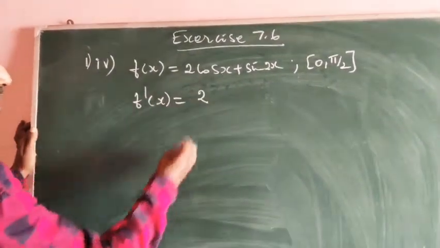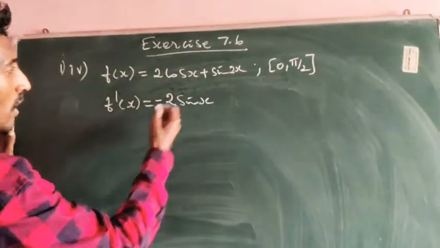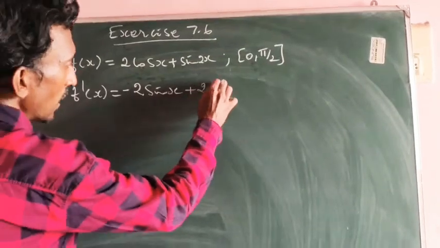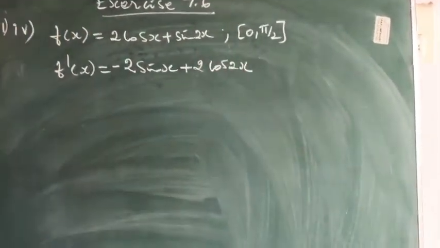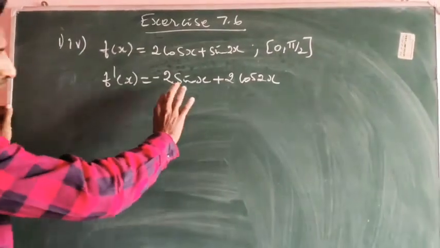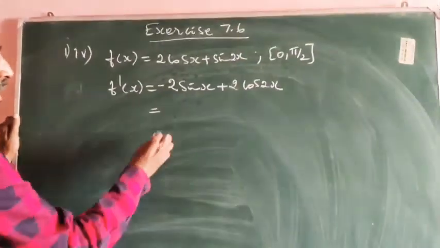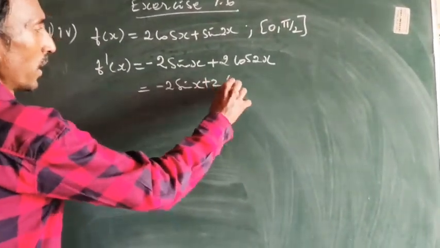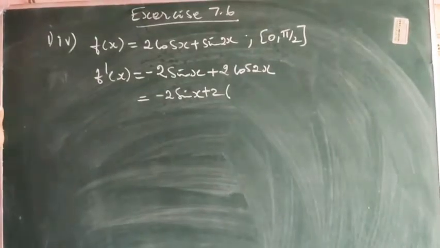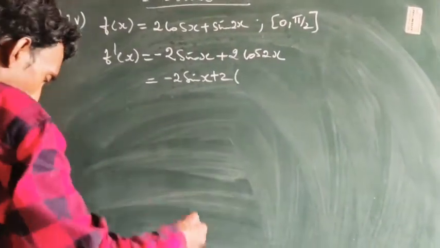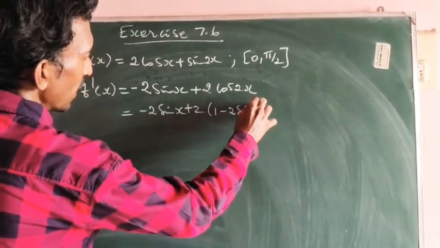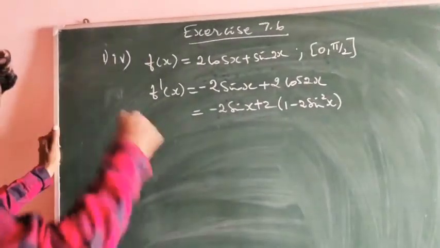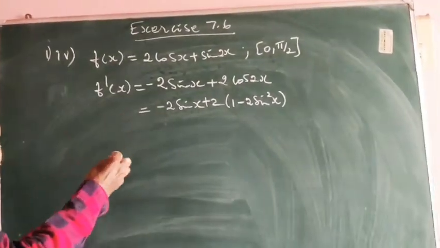So 2 times the differentiation of cos x, which is minus sin x, 2 is a constant, plus the differentiation of sin 2x is 2 cos 2x. Okay, so rewrite into any one of them, either in terms of sin or in terms of cos. So minus 2 sin x plus 2 into, we know the cos 2a formula, 1 minus 2 sin square a. So use the formula here, 1 minus 2 sin square x. Okay, for these we can take 2 in common.